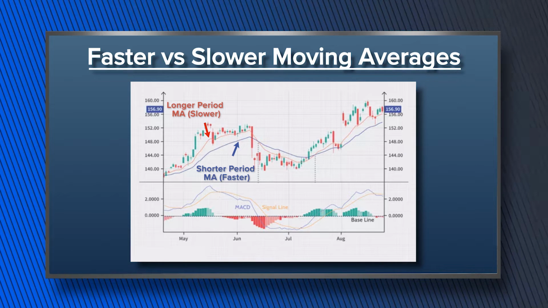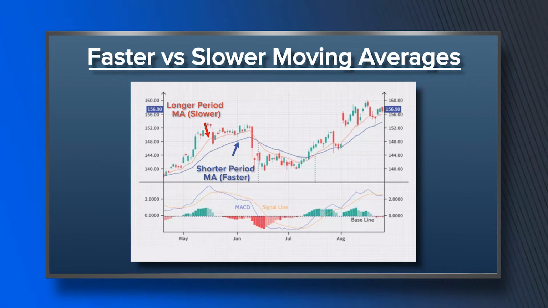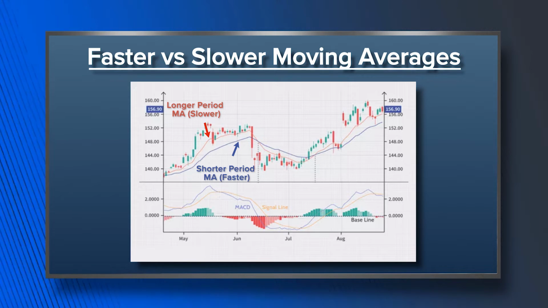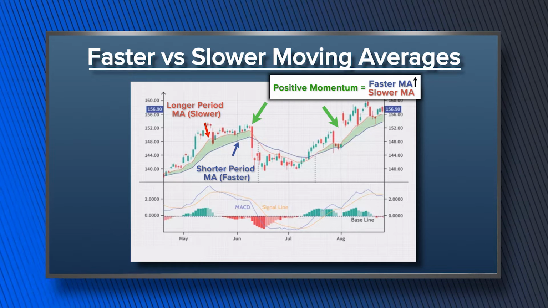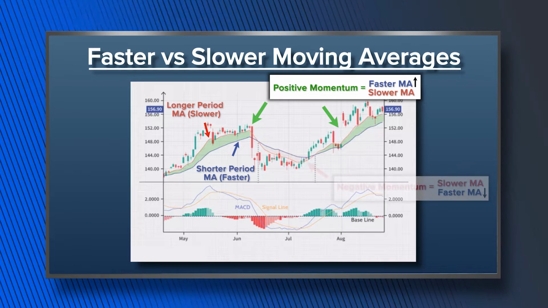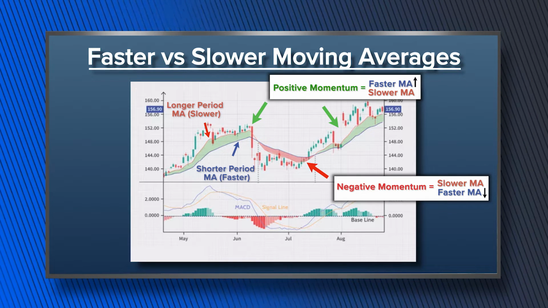So what you could do is take two moving averages, a faster one and a slower one. A lot of people like to use two moving averages as an indication of when to buy and sell. When the faster one moves above the slower one, it's positive momentum. And when the faster one moves below the slower one, it's negative momentum.